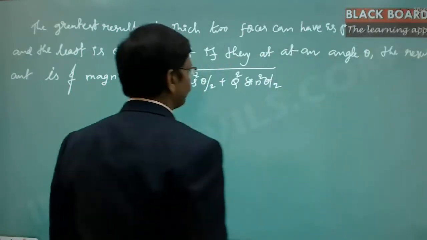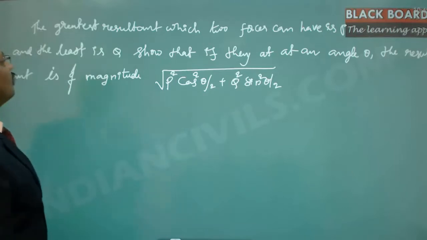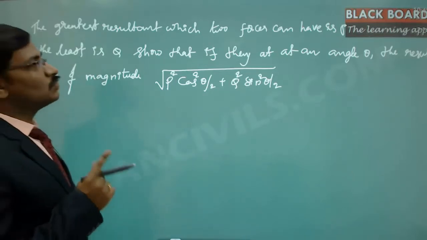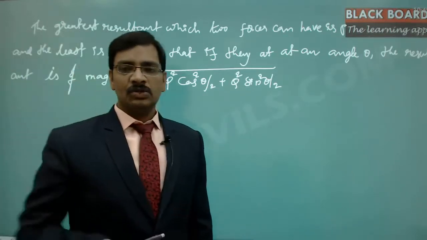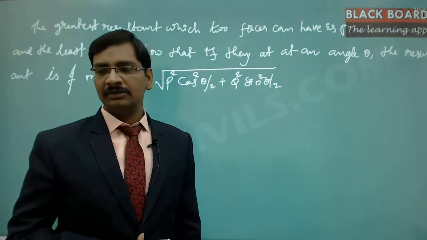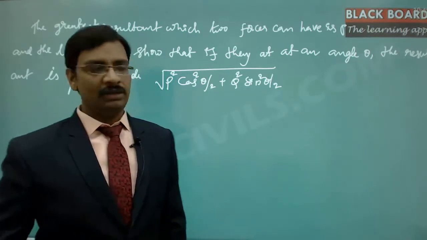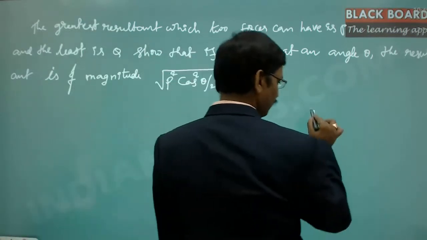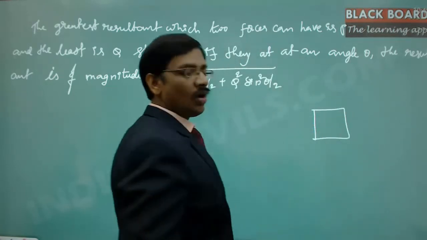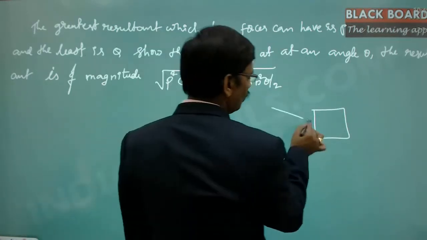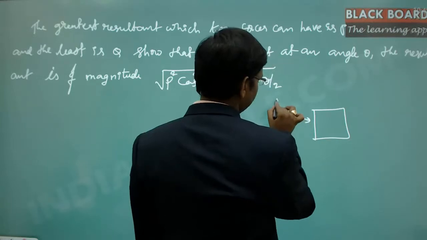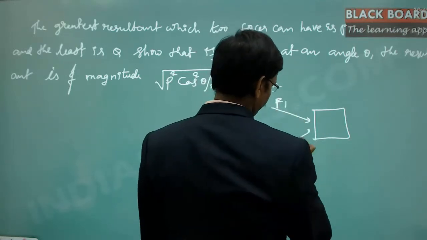See this. Here actually he is talking about the greatest resultant which two forces can have. So the greatest resultant which two forces can have is P. That means suppose if your body is like this. Now on this body if you have two different forces, let us say this is F1 and this is F2.